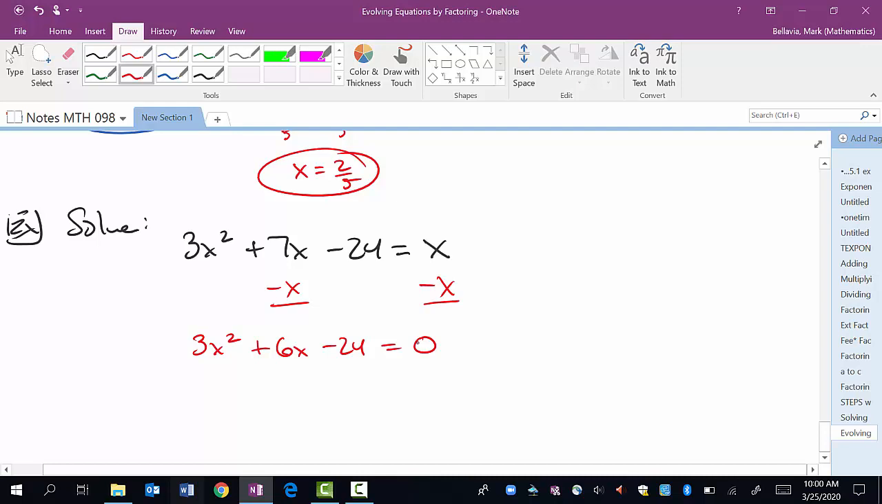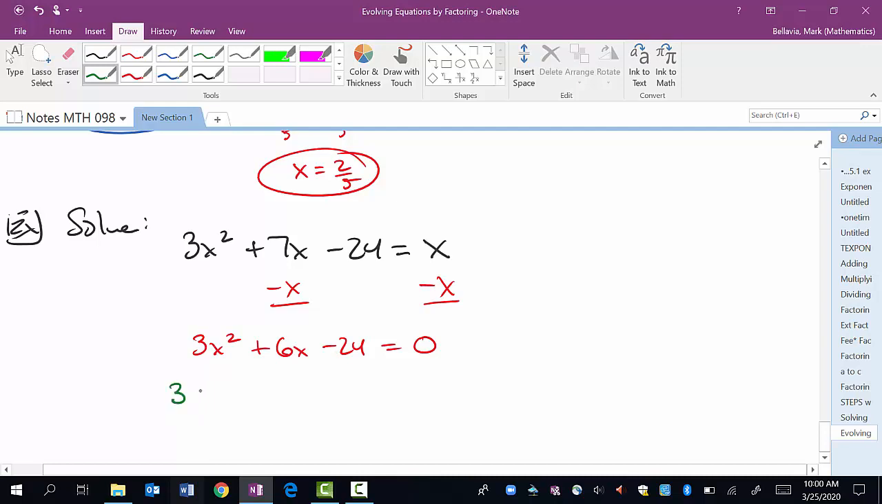And then after that, you want to factor this left-hand side completely. Factoring the non-zero side completely, first thing you look for is a greatest common factor. In this case, 3x squared plus 6x minus 24. It does have one. There's a GCF here. The GCF is 3.